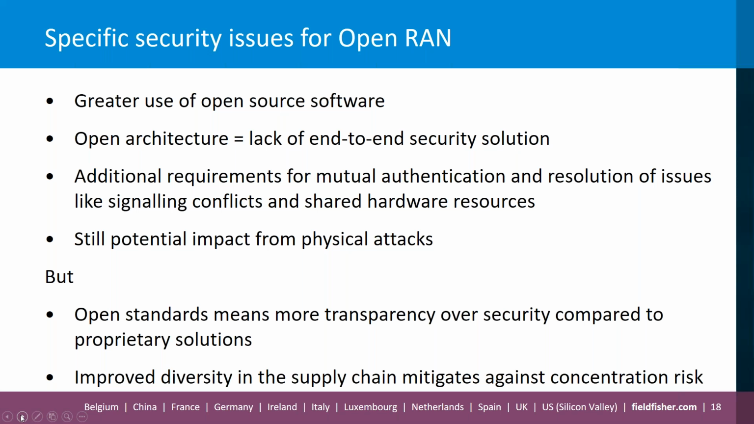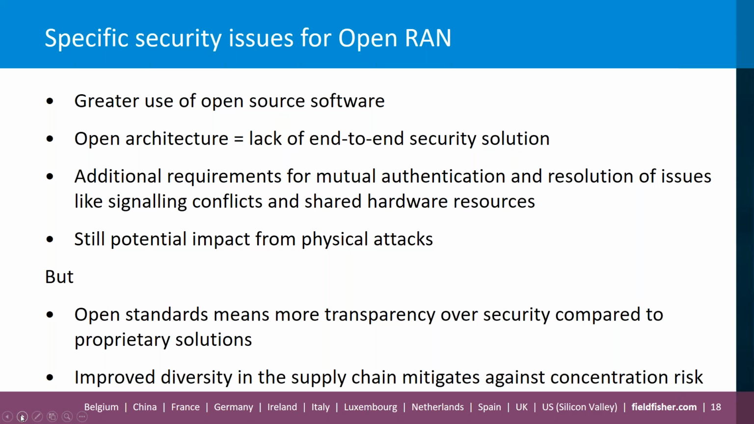You still have traditional potential impact from physical attacks on the network. We've seen disruptions from attacks on 5G mast sites due to some of the coronavirus conspiracies that have been floating around. And so physical security still needs to be ensured on the network, even if we move to Open RAN.